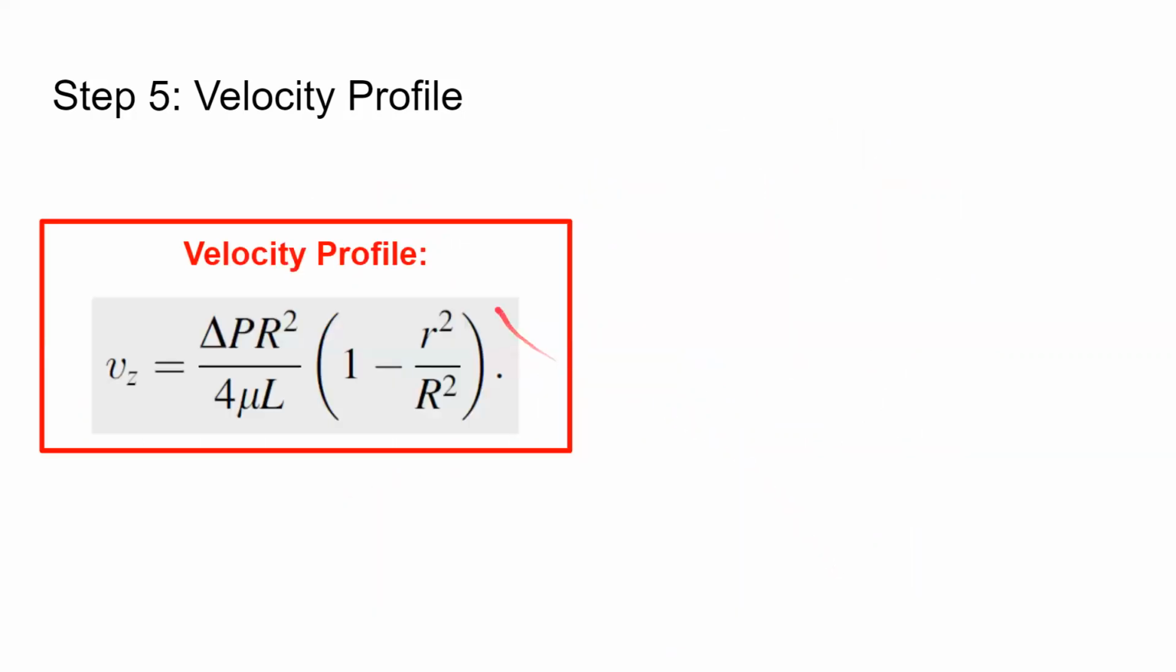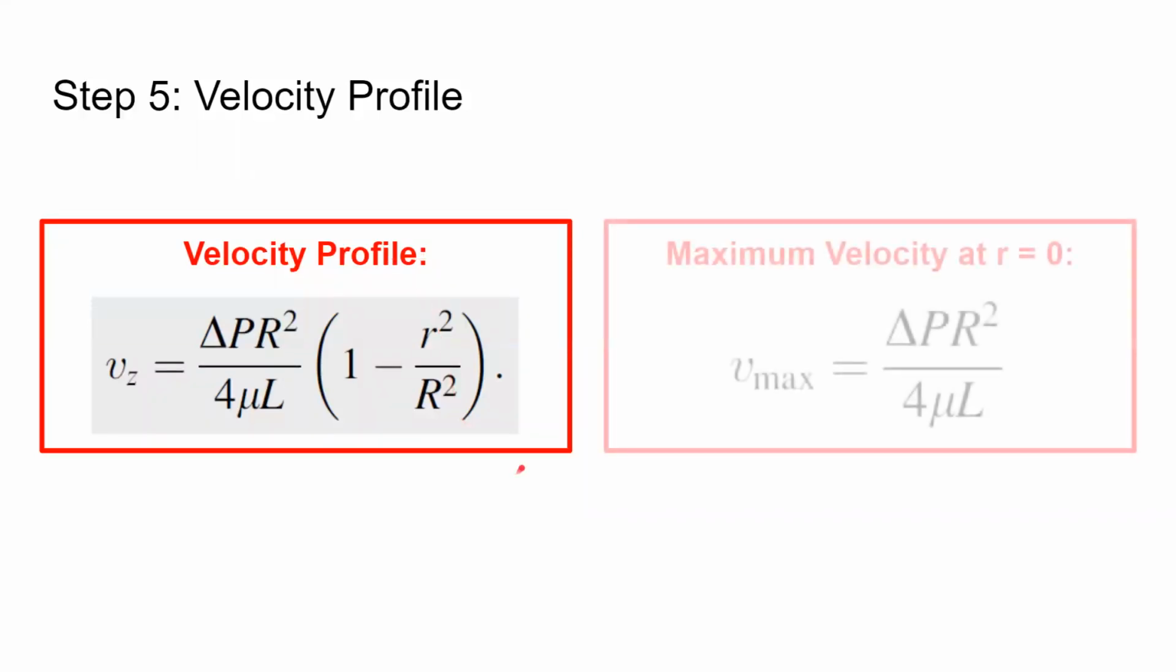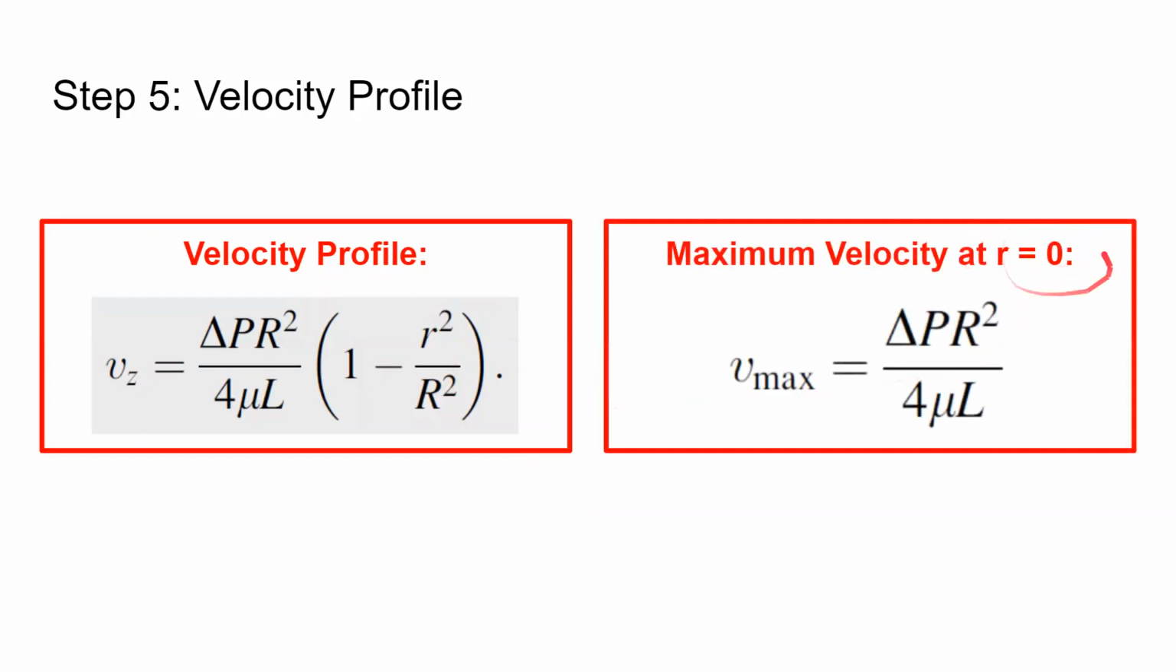Great. So we have our velocity profile, and we also know our maximum velocity is in the center of flow. We have a parabolic velocity profile. So we know at R equals 0, which is the center of our cylinder tube, V max is equal to this, delta P times radius squared over 4 mu L.